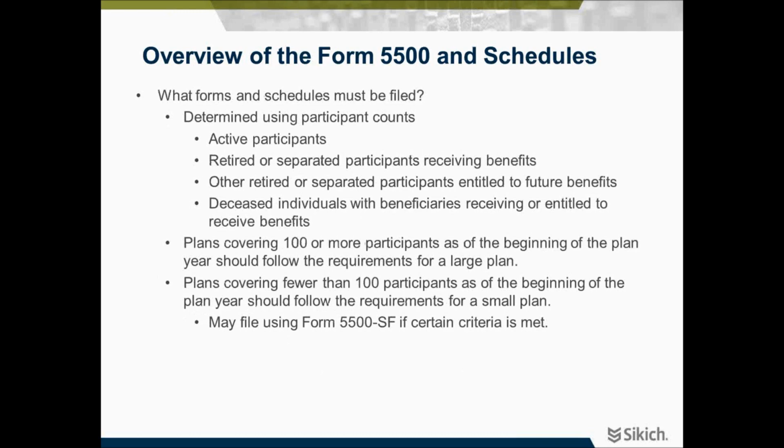In determining the participant counts, you're going to look at active participants, retired or separated participants who are receiving benefits, other retired or separated participants who are entitled to future benefits, deceased individuals or beneficiaries who are receiving or entitled to receiving benefits. That participant count is actually used to determine whether or not your plan is a small plan or a large plan. So you need to make sure that it is as accurate as you can make it.